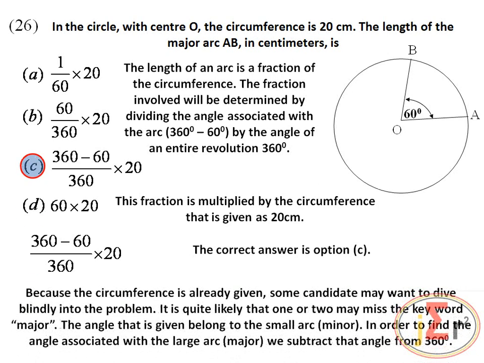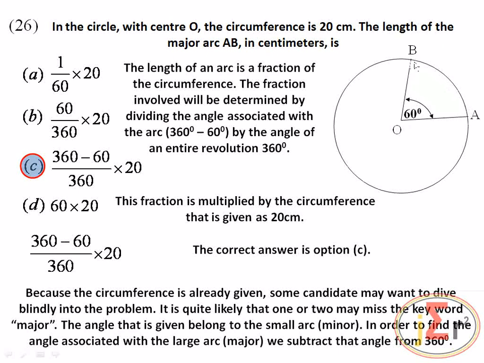Because the circumference is already given, some candidates may want to dive blindly into the problem. It is quite likely that one or two may miss the keyword major. The angle that is given belongs to the small arc, the minor one. In order to find the angle associated with the large arc, which is the major arc, we subtract that angle from 360 degrees. Now we have 60 degrees here, and this arc is a small one. It is called the minor arc, and this angle is responsible for this arc.